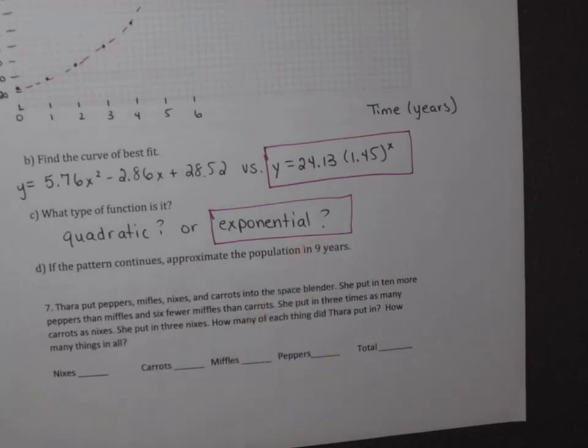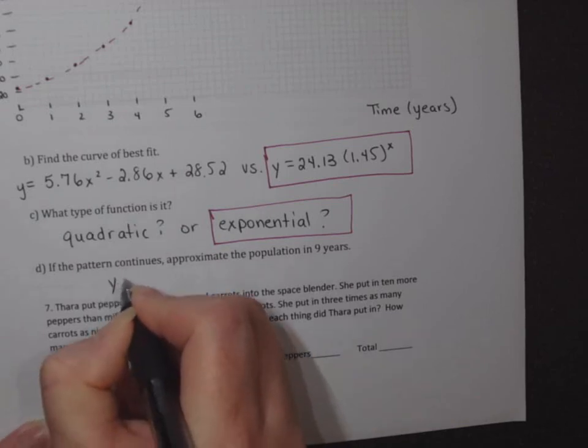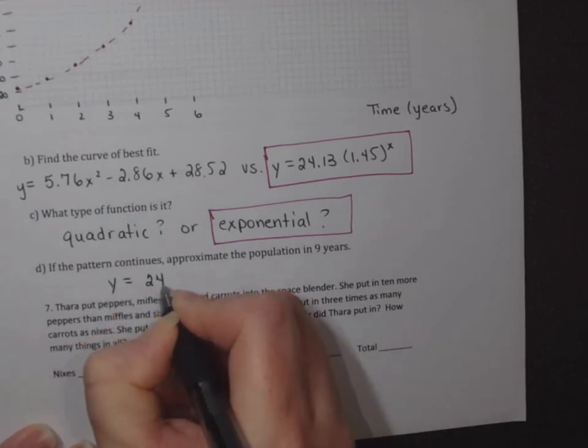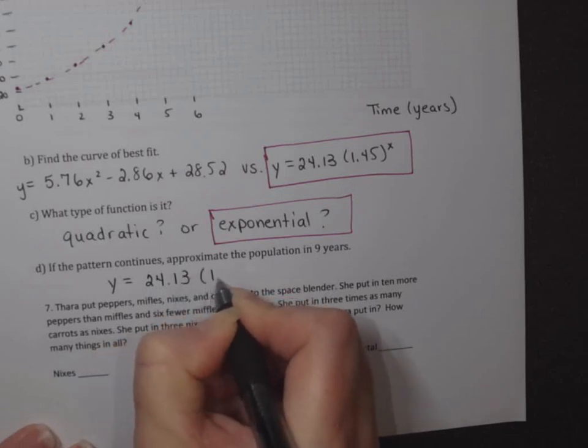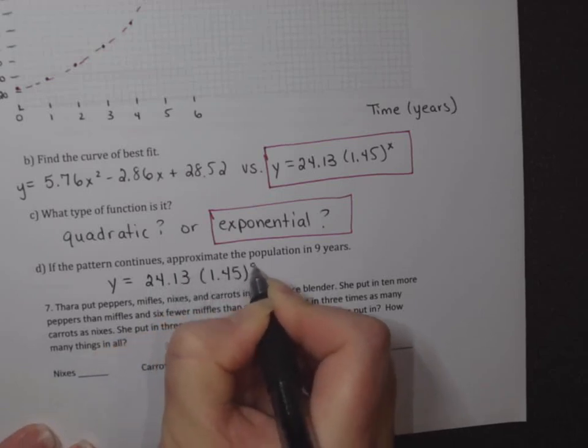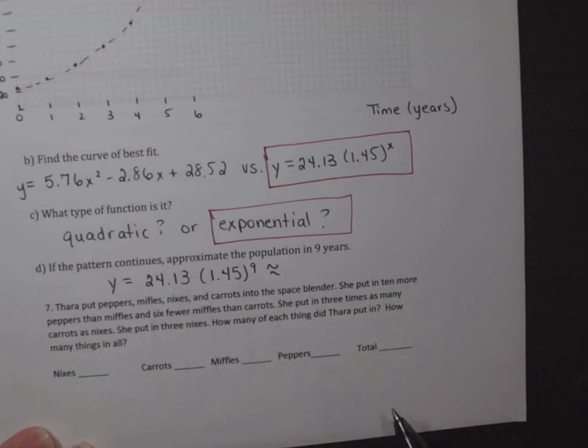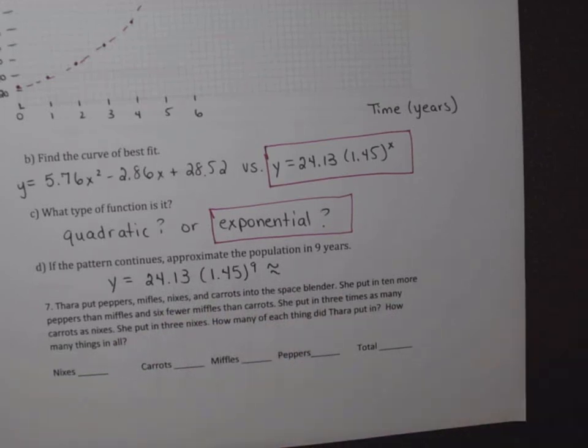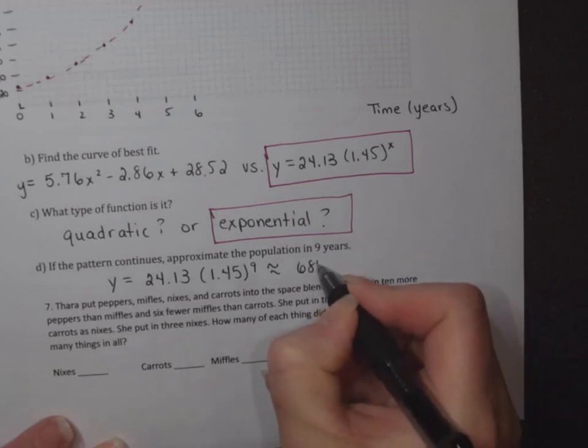So if the pattern continues, approximate the population in 9 years. Make sure that your answer makes sense. Because this is talking about animal quantities, you can't have a decimal. But if you plug in 9, you're going to get about 684 caribou.